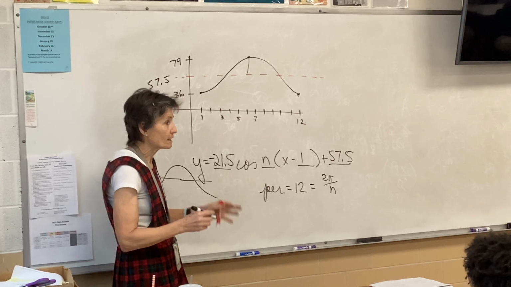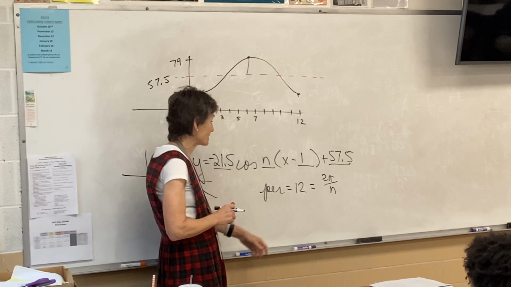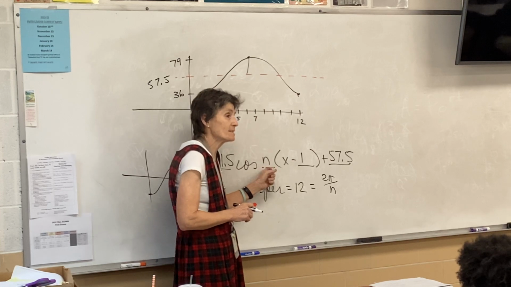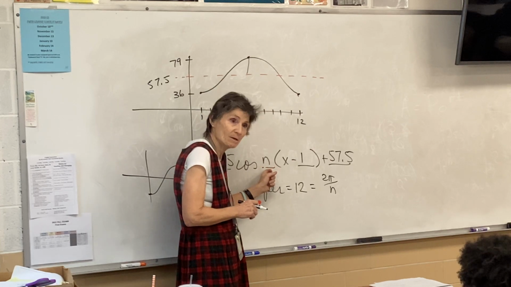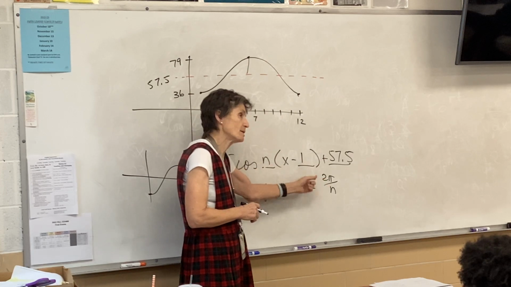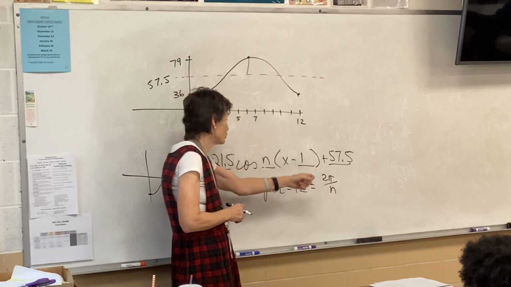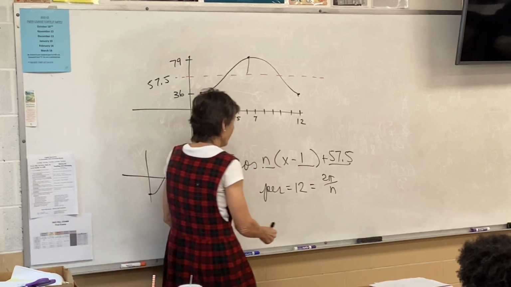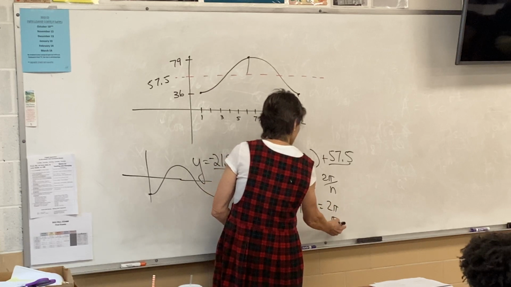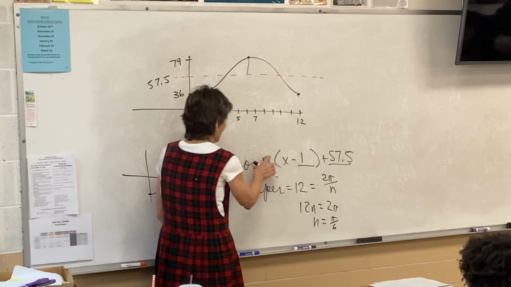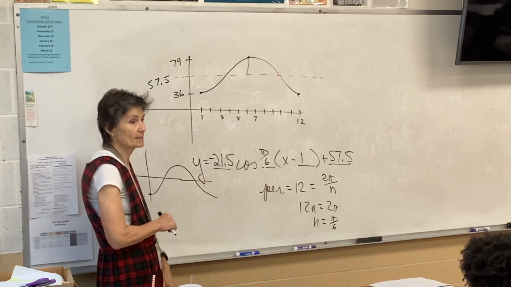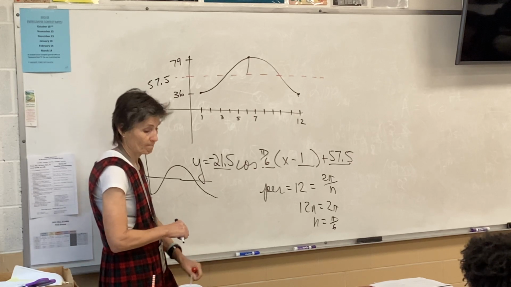Your book, if you're looking at your book, or maybe some of the things I've cut and pasted, calls this B. I call it whatever you want. It doesn't matter. This number impacts the period. It divides the period, and the period's supposed to be 2 pi. So 2 pi divided by that number is 12. So 12n equals 2 pi, and it looks like that number is pi over 6. There is your equation. That's it. That's all there is to it.